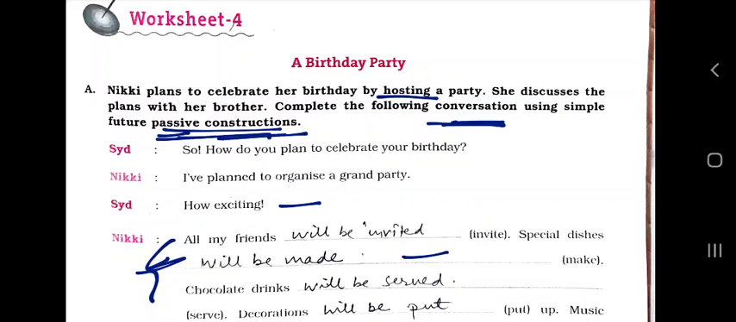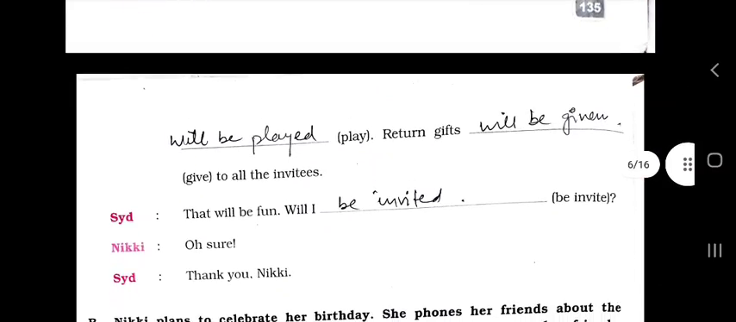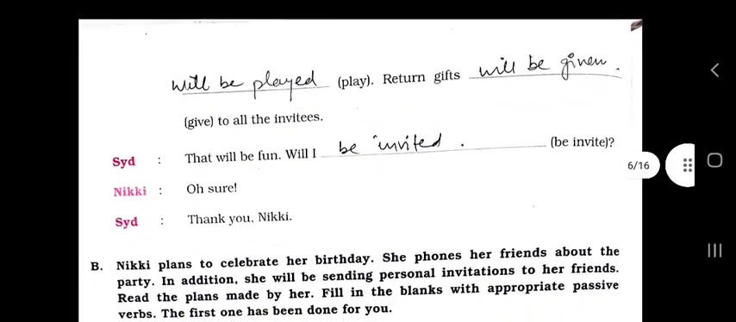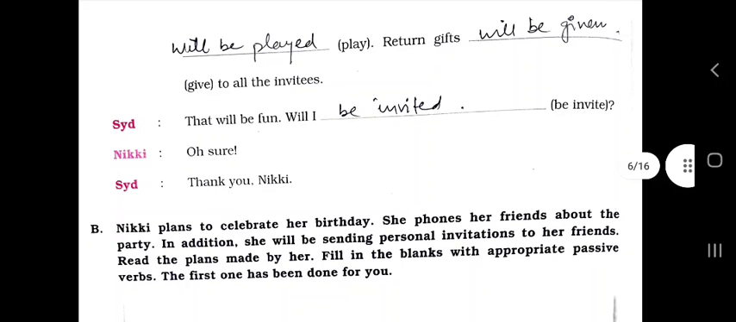Special dishes will be made. The action is important. What will be done that day? Chocolates, drinks will be served. Decoration will be put. Music will be played. Return gifts will be given to all the invitees. That will be fun. Will I be invited? Oh sure. Thank you, Nikki.